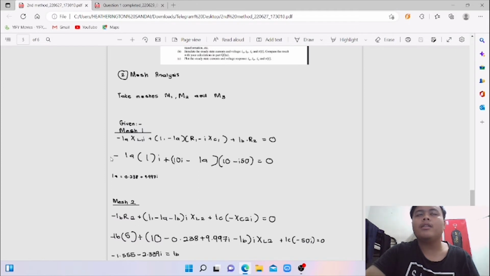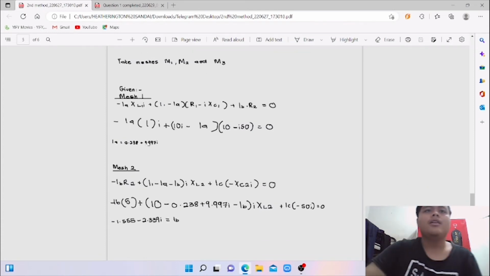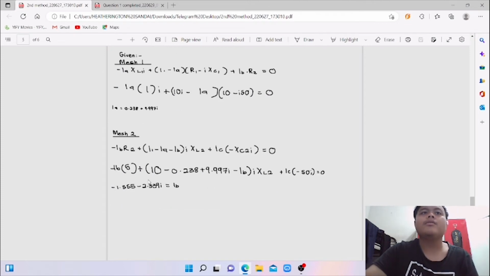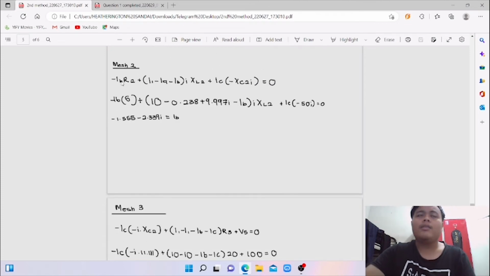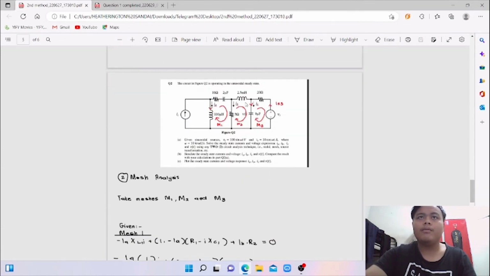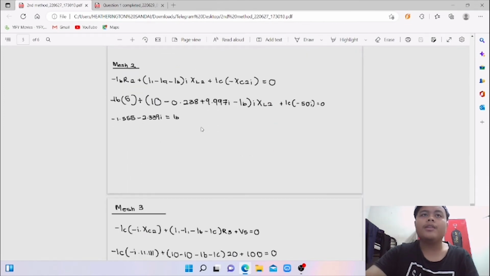and then I enter the value. So the value for IA is 0.38 plus 9.997 imaginary. So this one is mesh 1, for mesh 2 also, I take mesh 2 here. So the answer for IB is negative 1.55 minus 2.3391 I.